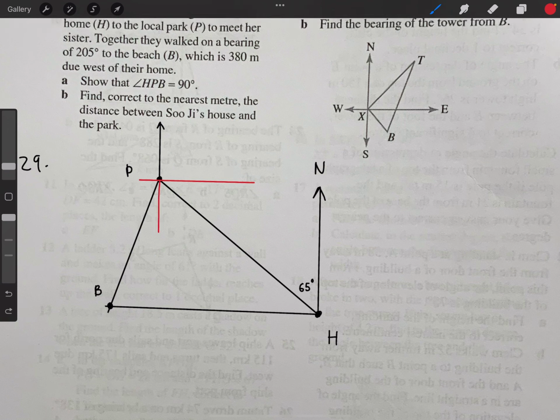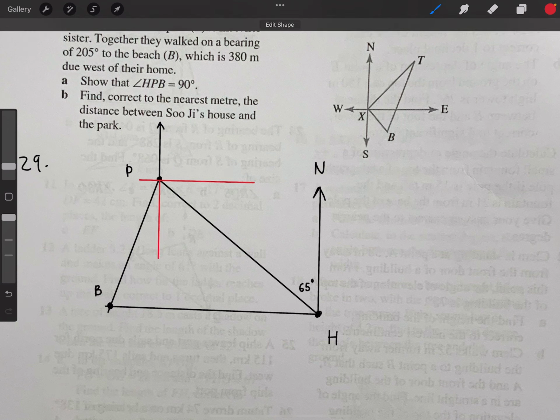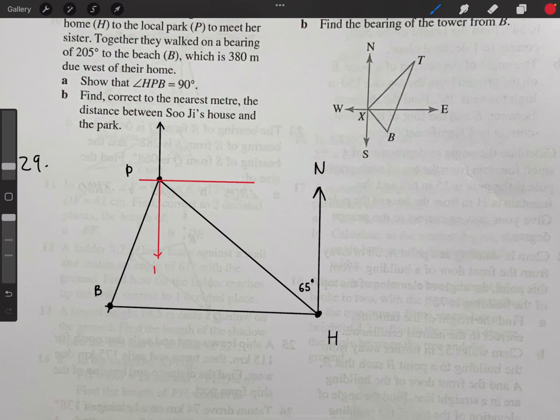So we need to find, if I just draw this angle line down here, this will be north and south. This will be 205 take away 180, and that'll be 25 degrees there. You need to know that's 25 degrees. Now I want to find what this other angle is, and if I can prove that these two angles add up to 90 degrees, then I've done the first part. So what's that angle there?